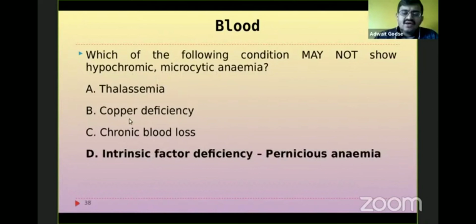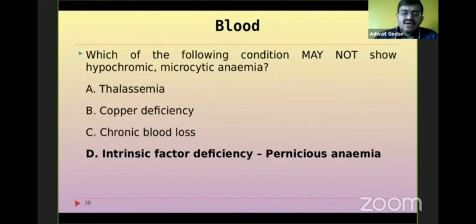What is this intrinsic factor? Intrinsic factor of Castle is secreted by parietal cells of gastric mucosa, and it is important for absorption of B12 in the ileum. If there is an autoimmune disease which causes destruction of parietal cells of gastric mucosa, there will be a reduction in intrinsic factor, and this is called pernicious anemia. Please remember, pernicious anemia is an autoimmune disease.